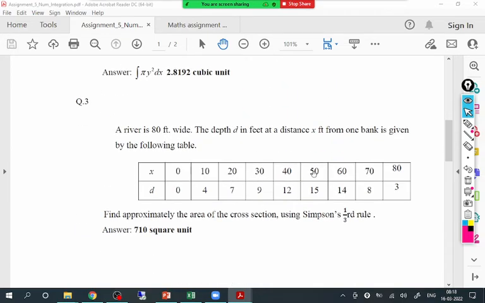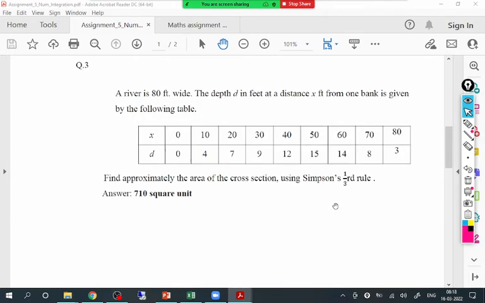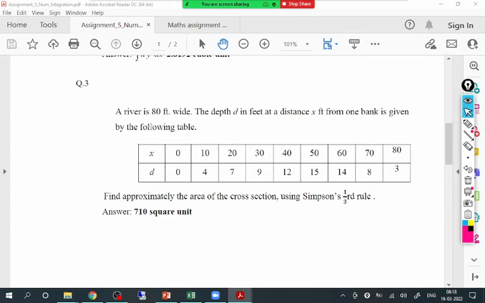Question number 3 now. A river is given that is 80 feet wide, and the corresponding depths of the river are given at different widths at an interval of 10, and we want the area of a cross section of the river. Area of the cross section of a river means how much area is covered below the water. That we have to find out by Simpson's 1/3 rule.